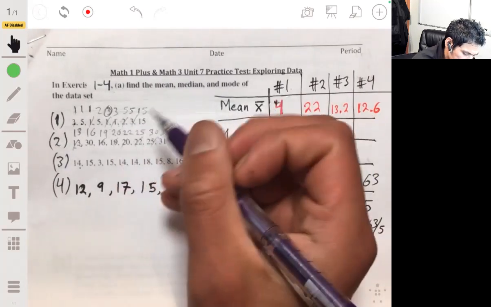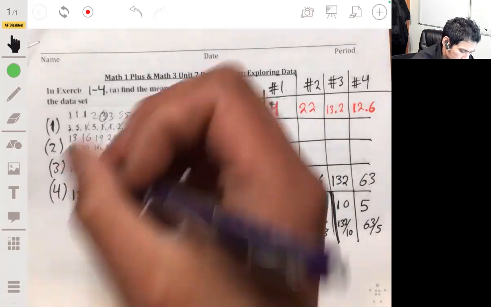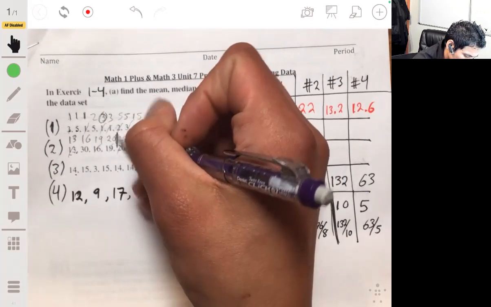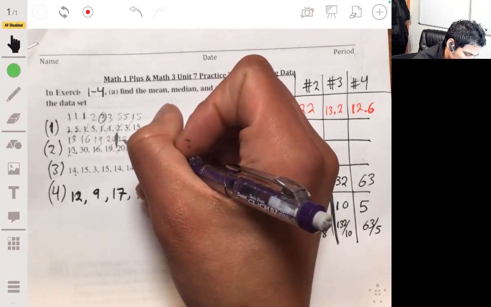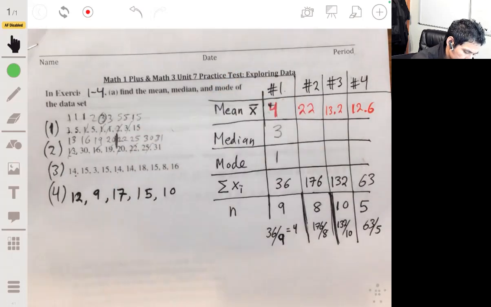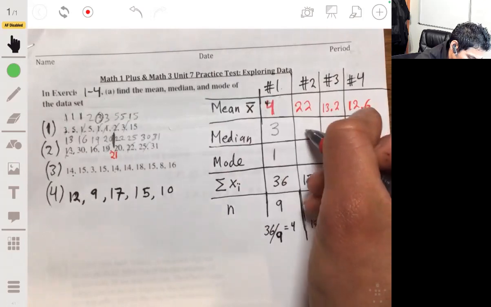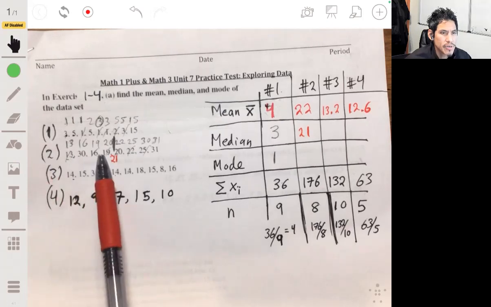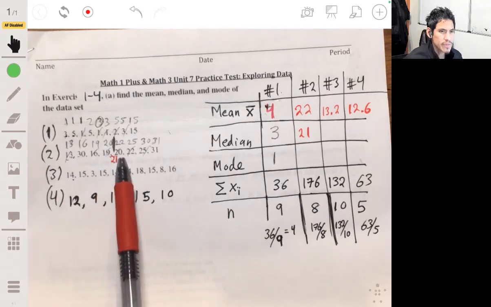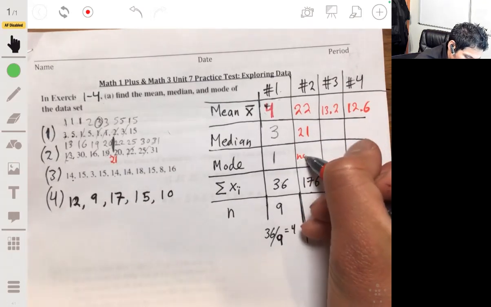And then the middle of these, since there's 8 numbers, it wouldn't actually be one of the values. It'd be in the middle of the 4th and 5th value, the middle of 20 and 22. So the median would be 21, because 20 and 22 right in the middle would be 21. And since no number occurs any more than the others, you would just say there's no mode, none.